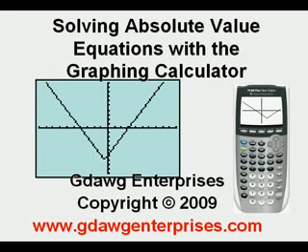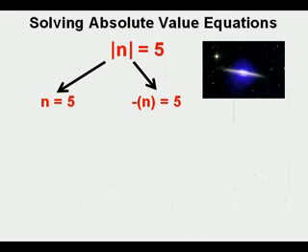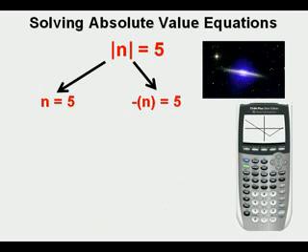Solving absolute value equations with the graphing calculator. In earlier lessons, we examined solving absolute value equations by first solving for the absolute value bracket on the left, and then setting up two separate equations for two possible solutions using the alternate universe concept. In this lesson, we'll solve the same equations, but by using the graphing calculator.